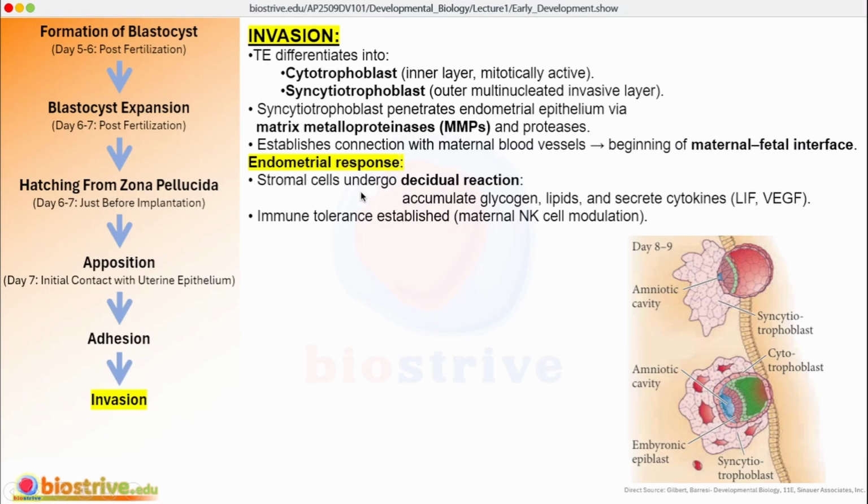What is the endometrial response? The stromal cells of the endometrium will undergo decidual reaction. There will be accumulation of glycogen, some specific lipids, and some specific cytokines like vascular endothelial growth factors, and there will be establishment of immune tolerance.